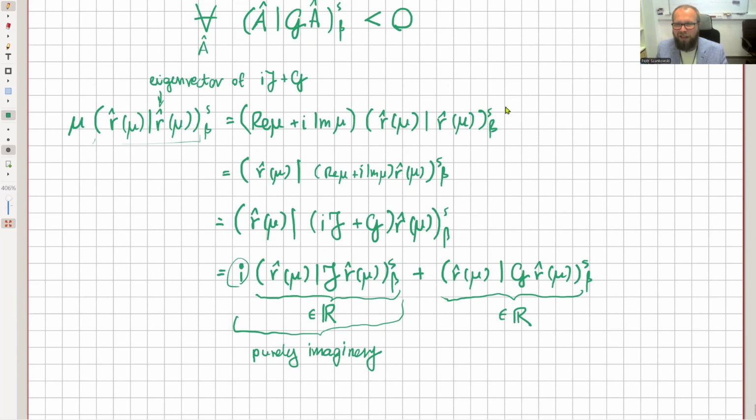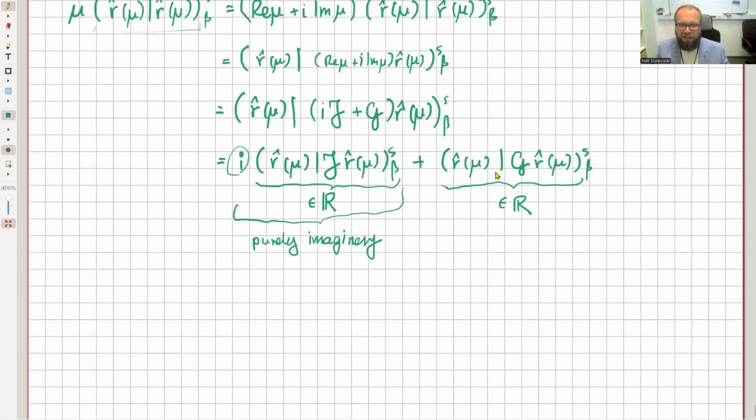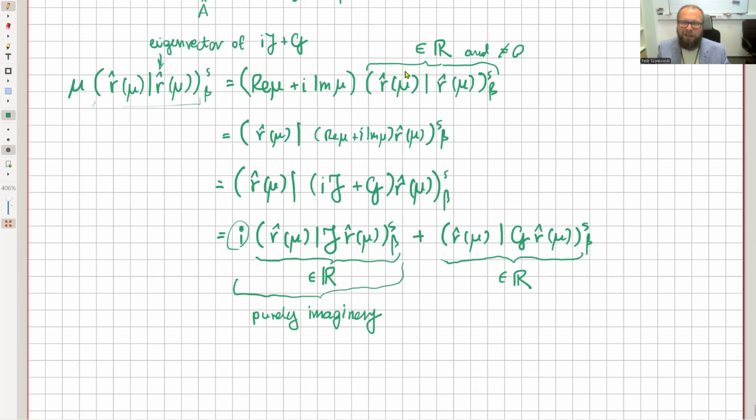But now, this is just the norm of the eigenvector, so this is also real, and it's not zero. Real and different from zero in particular. Therefore, this is real, this is purely imaginary, and on the left-hand side we have a real part and an imaginary part.